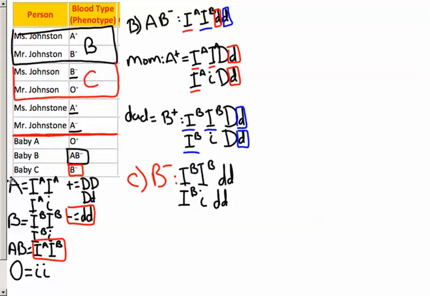So let's take a little deeper look. The mom has blood type B negative. So her genotype is going to be IB, IB, and little d, or IB, little I, and D. Again, she has the two little d's because she's negative.